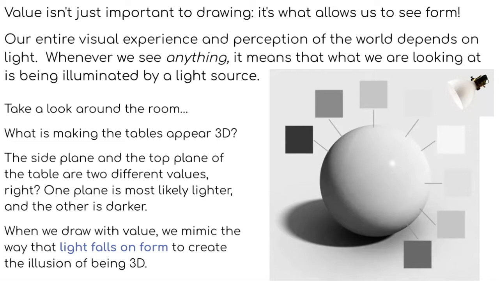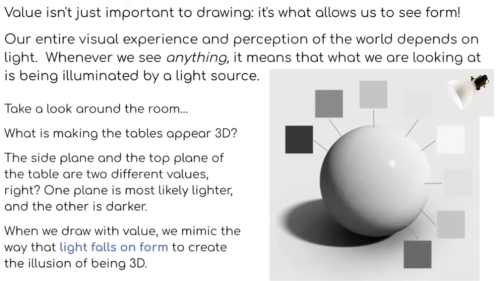Okay, so you have shape, and shape would be like a circle or a square, and form would be a sphere, so like a round basketball or tennis ball or a cube. Okay, something that appears 3-dimensional. Okay, and for us to see form, we have to have light.